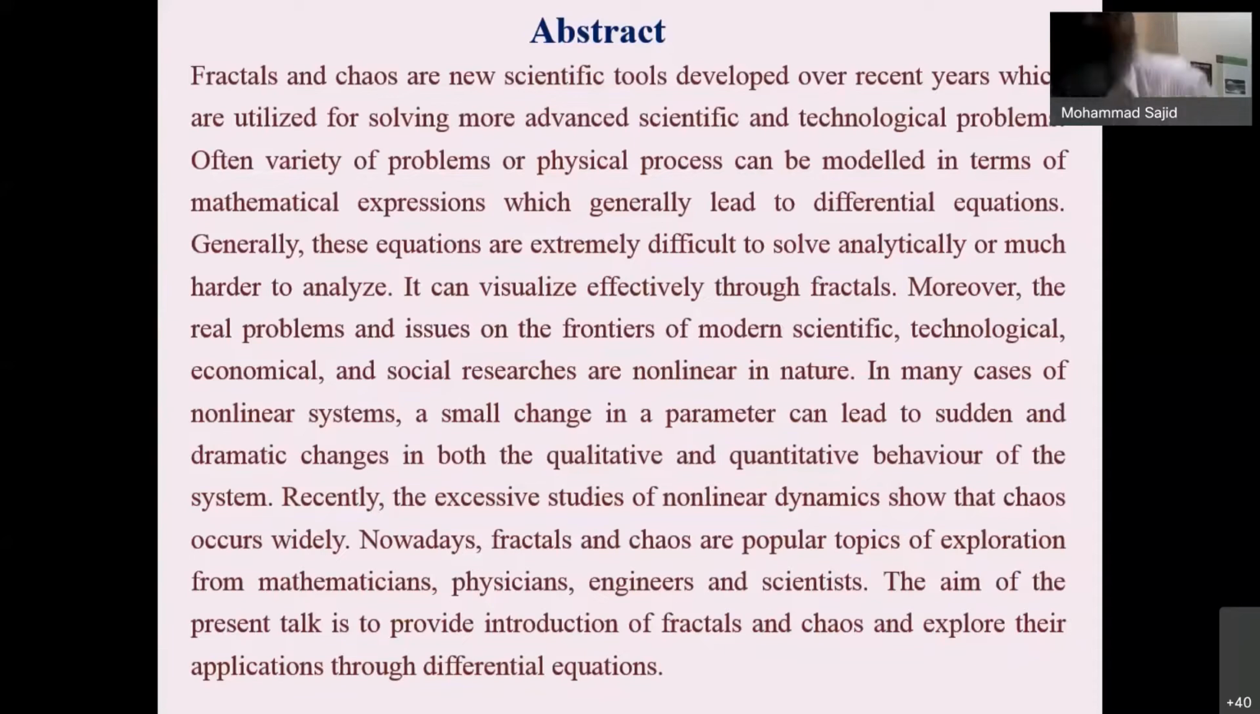Generally, these equations are extremely difficult to solve analytically or much harder to analyze. They can be visualized effectively through fractals. Moreover, the real problems, issues on the frontiers of modern scientific, technological, economical, and social research are nonlinear in nature. In many cases of nonlinear systems, a small change in a parameter can lead to sudden and dramatic changes in both the qualitative and quantitative behavior of the system.